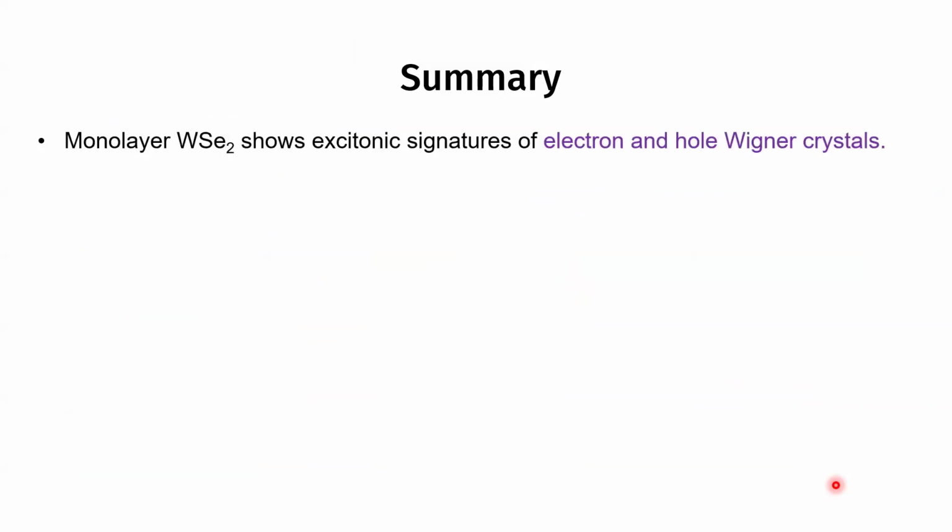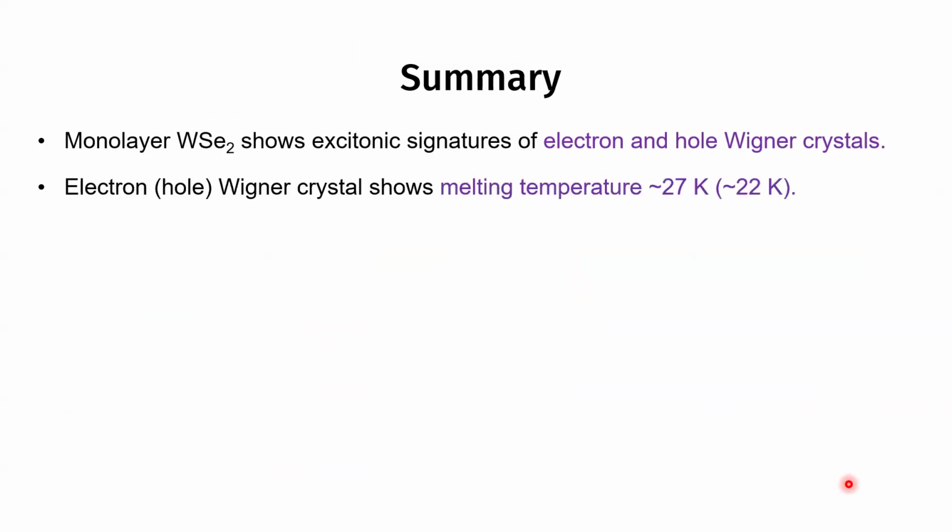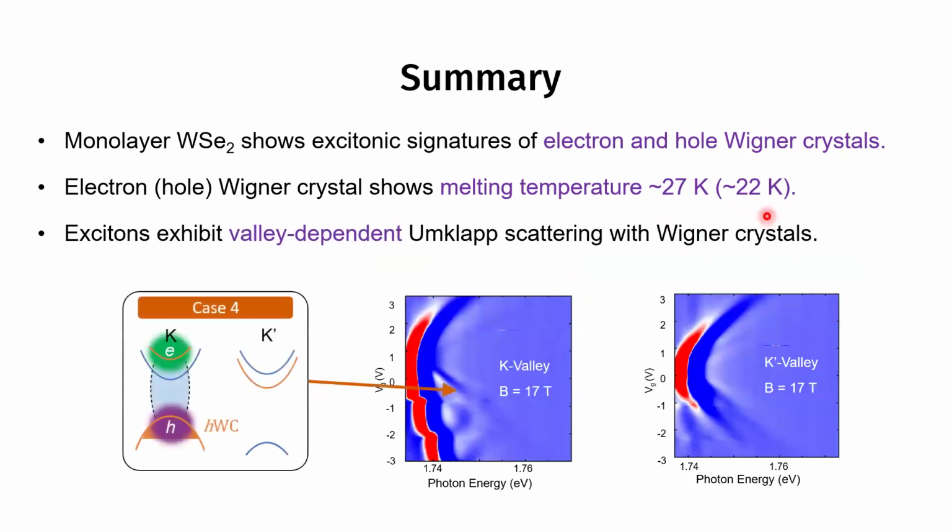And so to quickly summarize, monolayer WSe2 shows excitonic signatures of electron and hole Wigner crystals. We demonstrated that the Wigner crystal has a high thermal stability, up to 27 Kelvin on the electron side and 22 Kelvin on the hole side. And we see excitons exhibit valley-dependent Umklapp scattering with Wigner crystals, where I discussed the 4 possible cases that we have under a magnetic field. And we showed that case 4 shows the largest scattering due to the long-range interaction term.